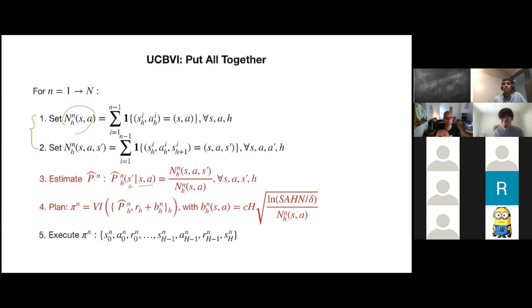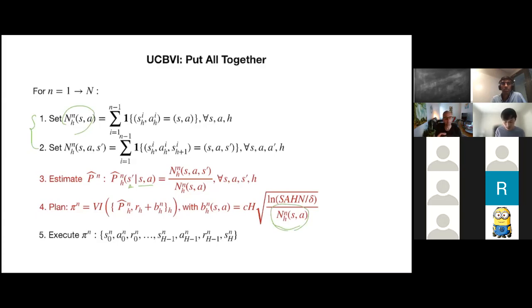And then we're going to design a bonus, which looks a lot like the bonus you would design in multi-armed bandits. Ignoring the log terms, the bonus will just scale at the rate of 1 over the square root of the number of times that we have visited this particular state-action pair. All right, so that's basically the algorithm.